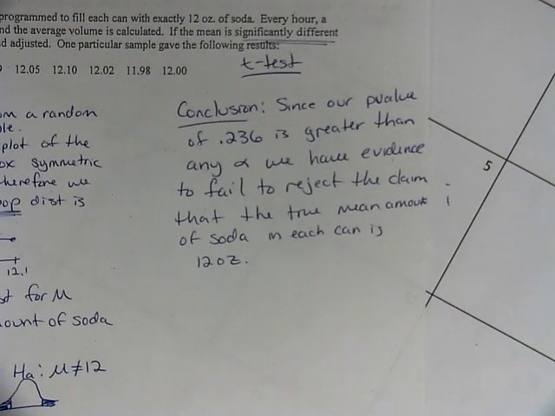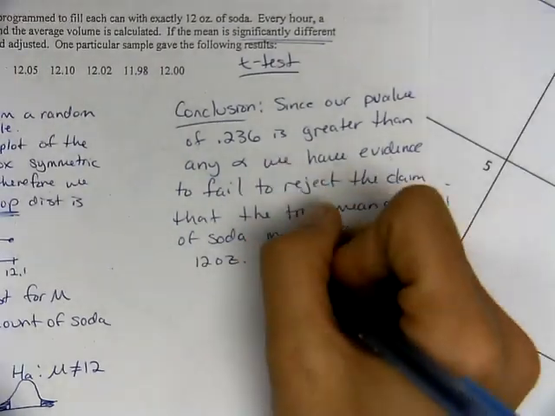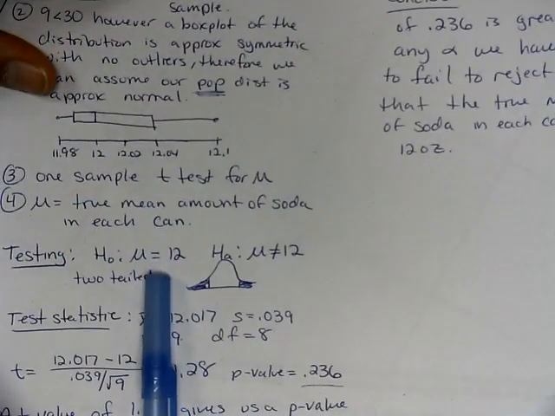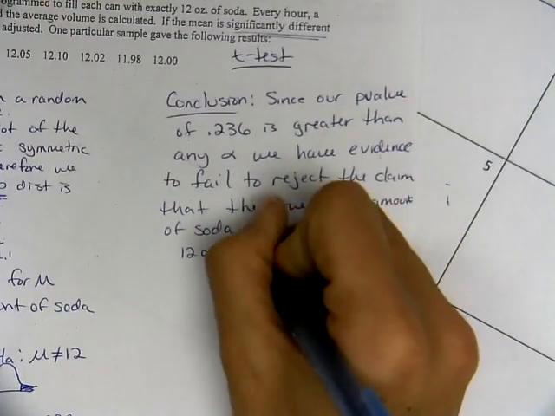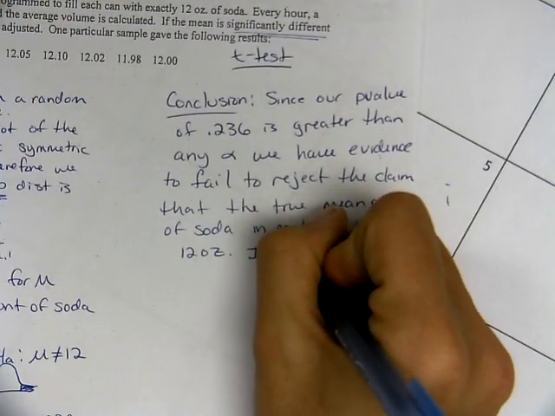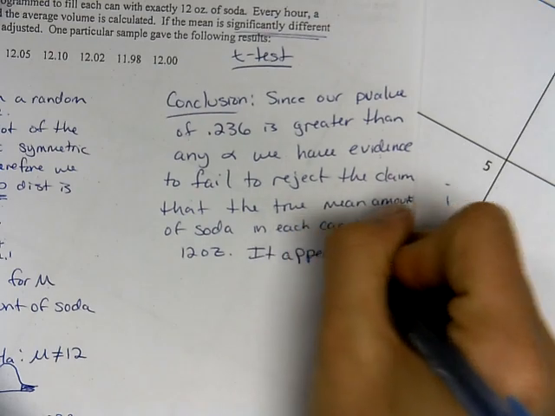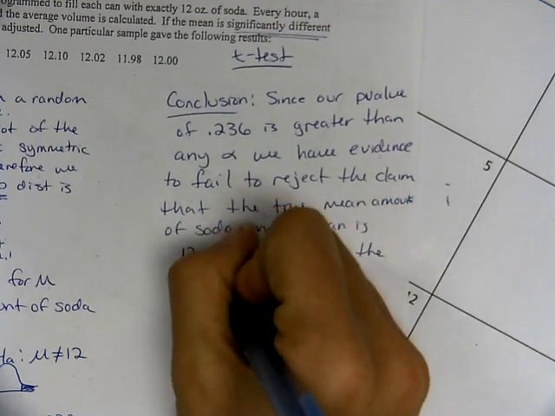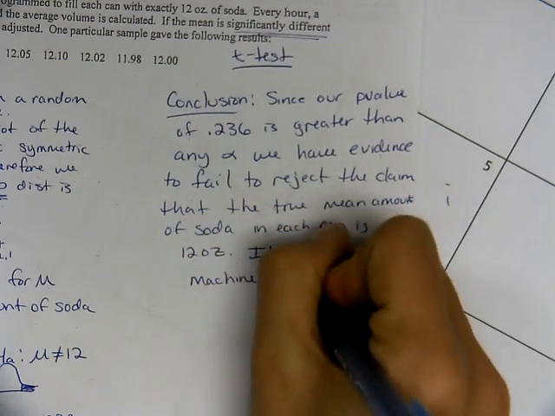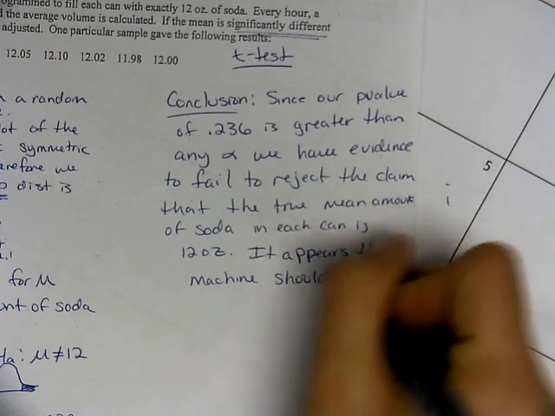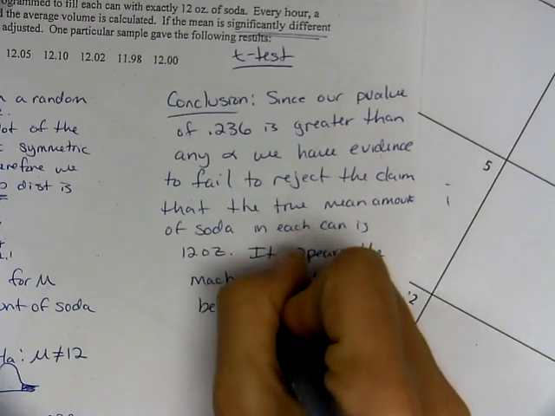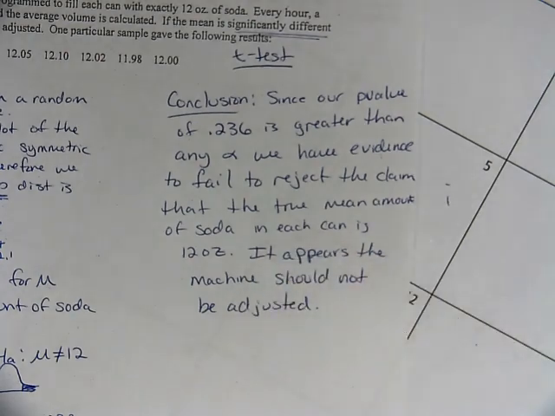The question is, should the machine be adjusted? No, because we're going to stick with that it is putting 12 ounces of soda in each can. So it appears the machine should not be adjusted. Okay, your second sentence, either stick with the H0 or the Ha, or answer the question. Answer the question.